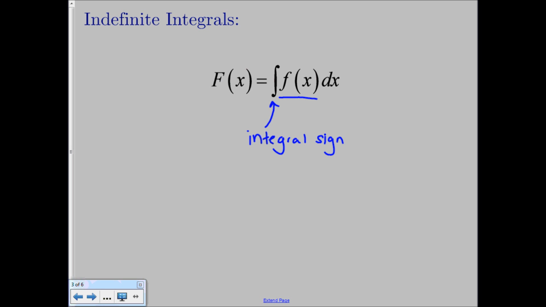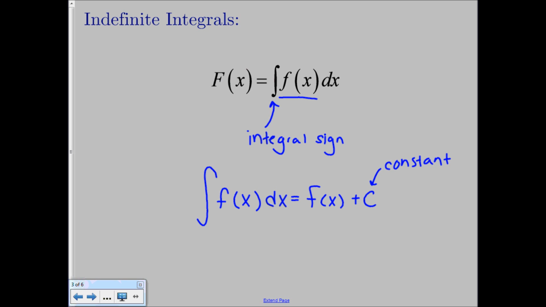What should really be written over here is that the indefinite integral of little f of x dx is equal to big F of x plus c. This is called our constant of integration. Putting that there is really important for indefinite integrals like this because that c represents the whole family of possible antiderivatives. It could be any number, positive or negative, a fraction, a decimal, whatever, that would make this big F of x an antiderivative for little f of x.